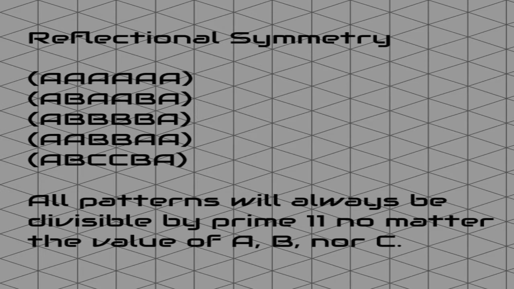And as we look at these patterns, if we imagine that there's a line of symmetry between these digits, or the letters that are representing what the digits could be, they're the same forwards and they're the same backwards. They're inverse to each other, meaning that a line down the middle of them would cause a symmetrical line of reflectional symmetry. And in all of these patterns, prime 11 always works, no matter the value of A, B, nor C. And that is why I believe that prime 11 is actually a governor of this particular symmetry.